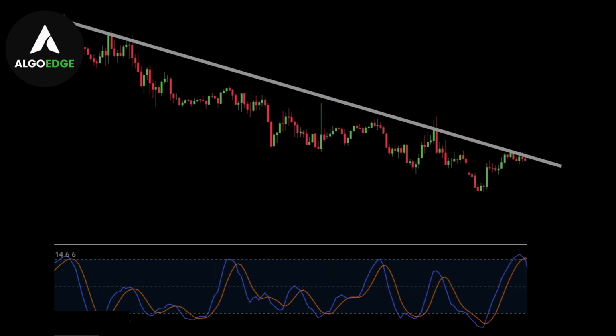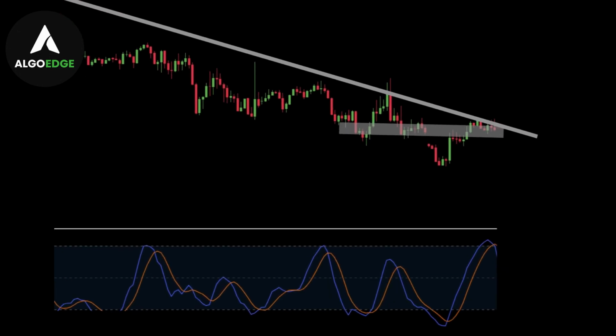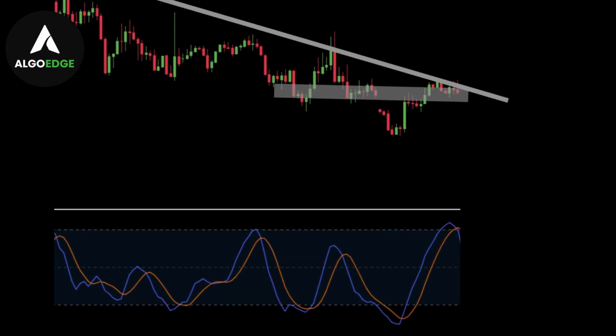There's also another important factor working in our favor here. Notice that price has rallied into a resistance level that previously acted as support. In other words, we have multiple factors lining up at the same location: a downtrend, a trend line resistance, an overbought stochastic reading, and a previous support turned resistance level. When several independent signals point in the same direction, the setup becomes much stronger than relying on any single signal alone.